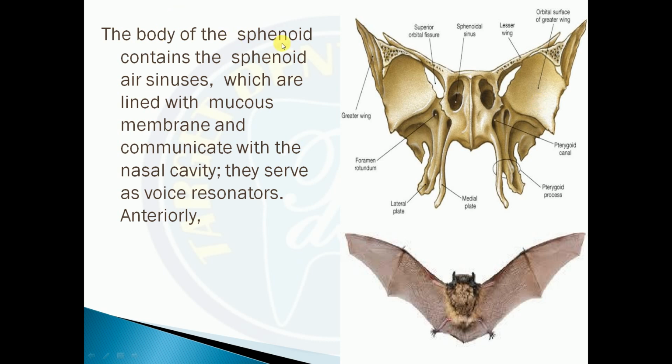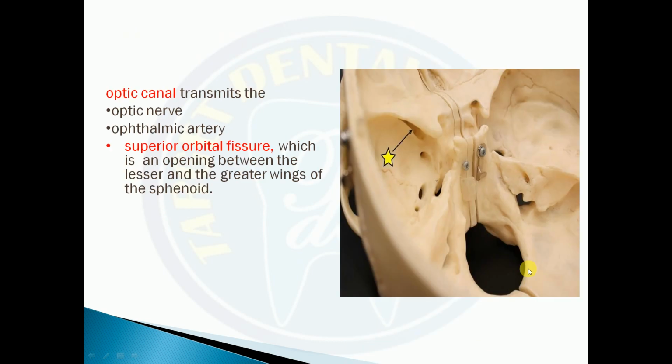The body of the sphenoid contains the sphenoid air sinuses, which are lined with mucous membrane and communicate with the nasal cavity. They serve as voice resonators. It somewhat resembles a bat. This is the optic canal, which transmits the optic nerve and the ophthalmic artery. The superior orbital fissure is an opening between the lesser and the greater wing of sphenoid.